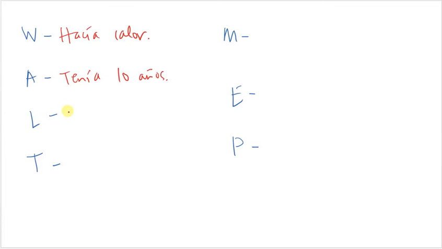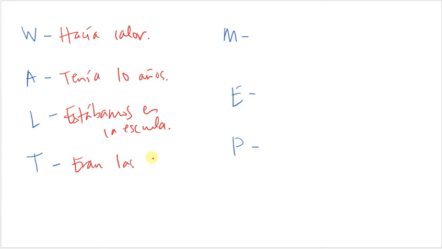The L is for location. Estábamos en la escuela. We don't know when we started being at school or when we stopped being at school. We just know that we were at school. Location is going to be the imperfect. So weather, age, location, and then we have time.